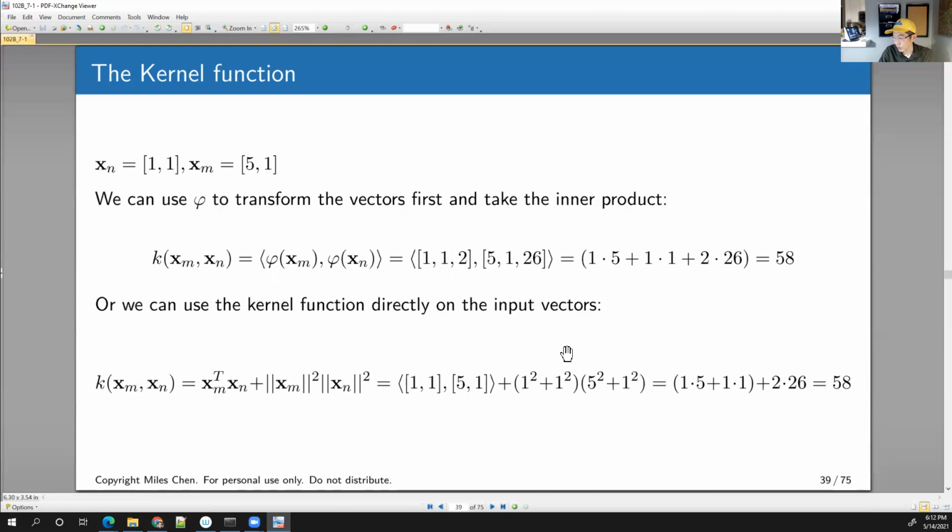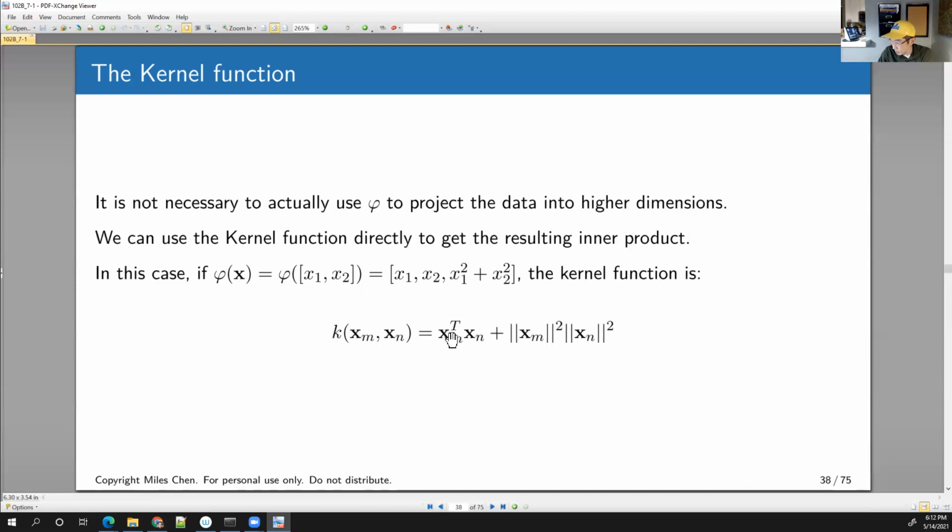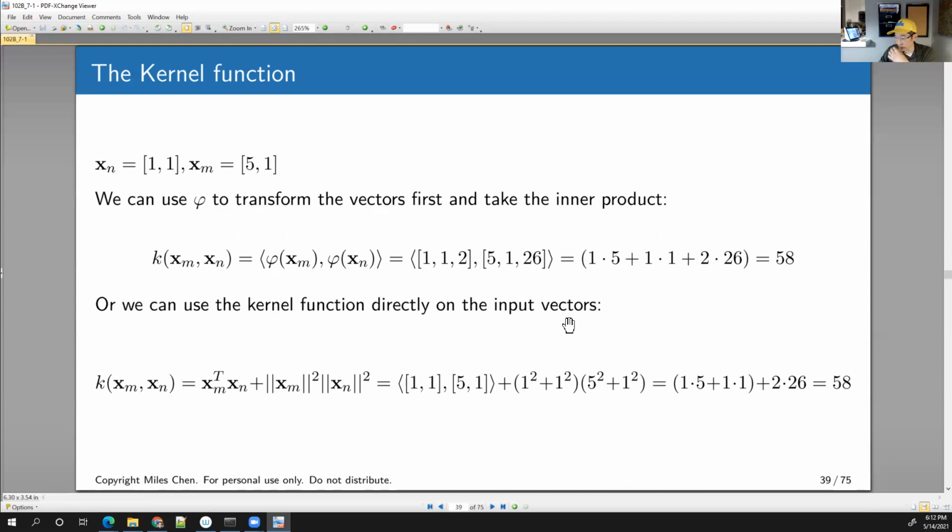So let me just demonstrate this here. All right, so here we have xm transpose xn plus norm xm squared plus norm xn squared. Okay, and so if I do that, the original vectors are (1, 1) and (5, 1). If I take the inner product of (1, 1) and (5, 1), that's going to give me 1 times 5 plus 1 times 1. Okay, so this will give me basically 6 over here, right?